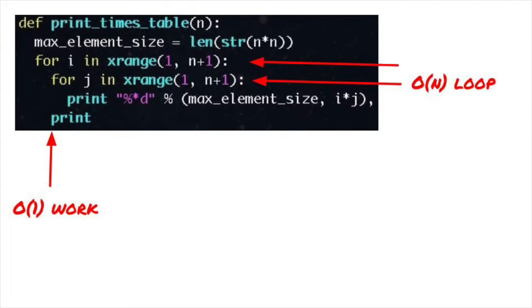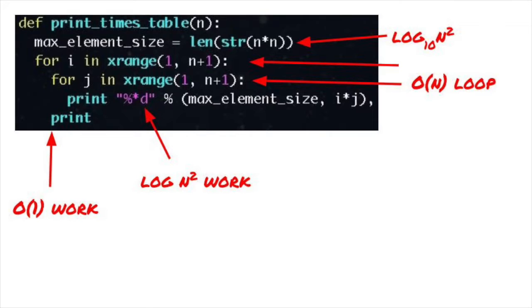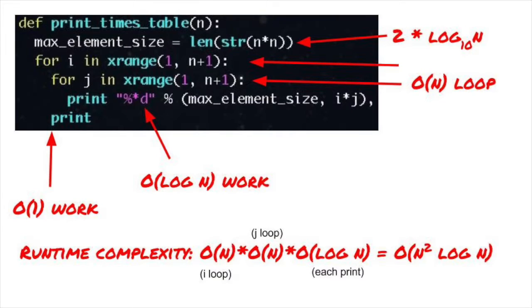The outer print is just printing a single new line, so that's O of 1. What about the printing of the number? We're printing the digits for n times n, which is approximately log 10 of n squared. So that sounds like log n squared work. But we can simplify this a little more. Log of n squared is 2 times log of n. And now we can drop the constants again. This is O of log n work per print.